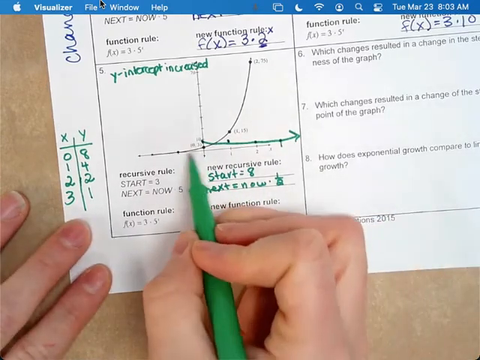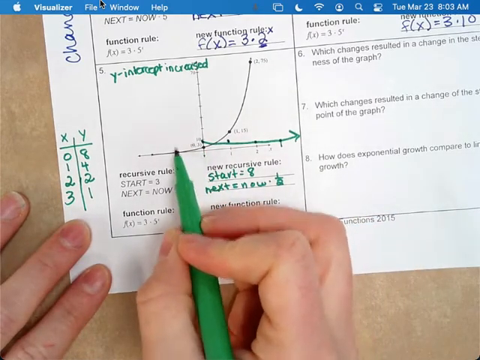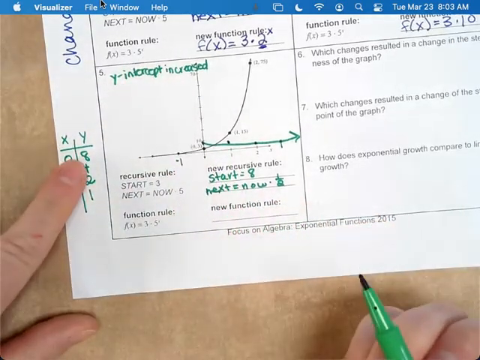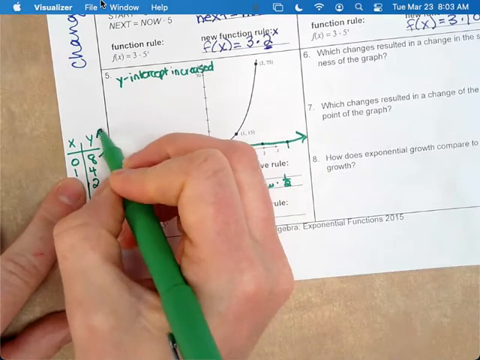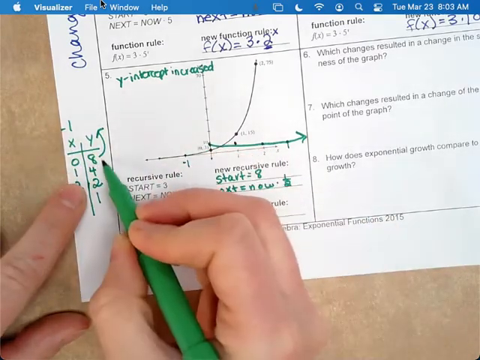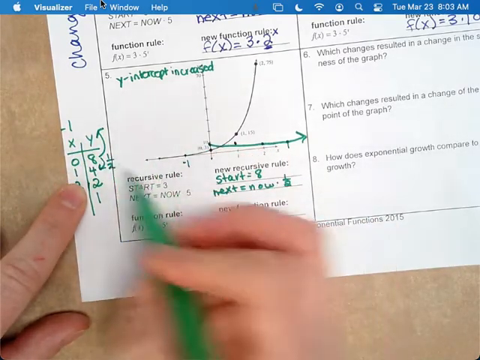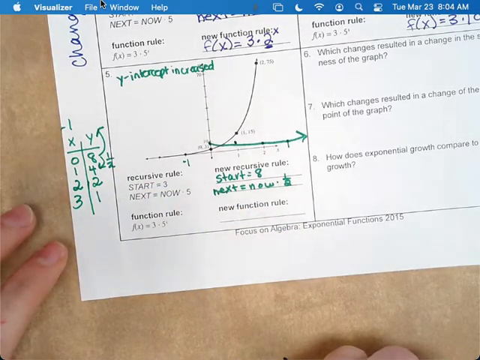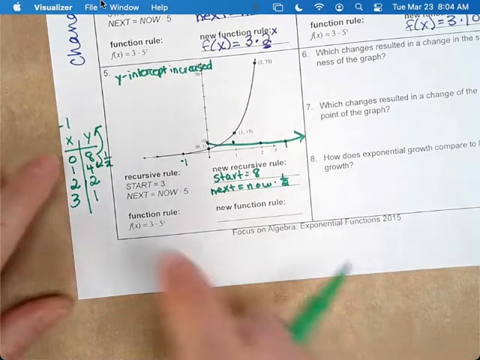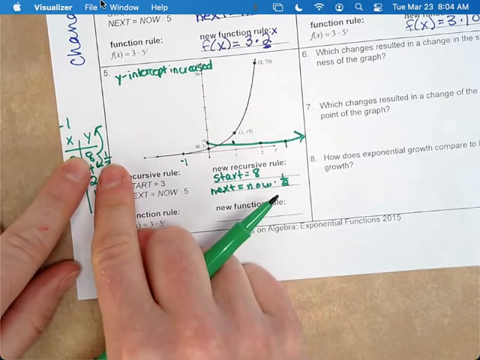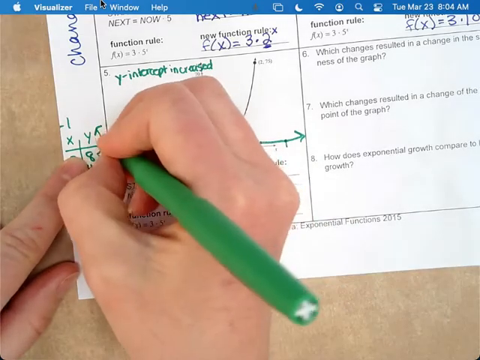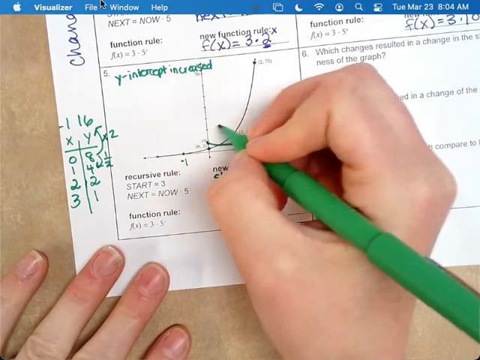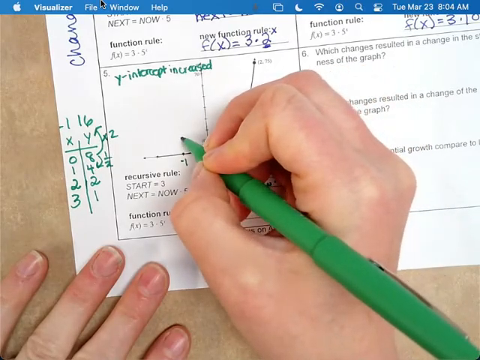What would be the one over at -1? If it's halved every time, how can I find out what this one is? To go to -1, because every time it's being halved, how would I get the -1, the one before our start value? What's the opposite of halving something? Times 2, doubling it. So this would be 16. Let's do -1, 16, like that.